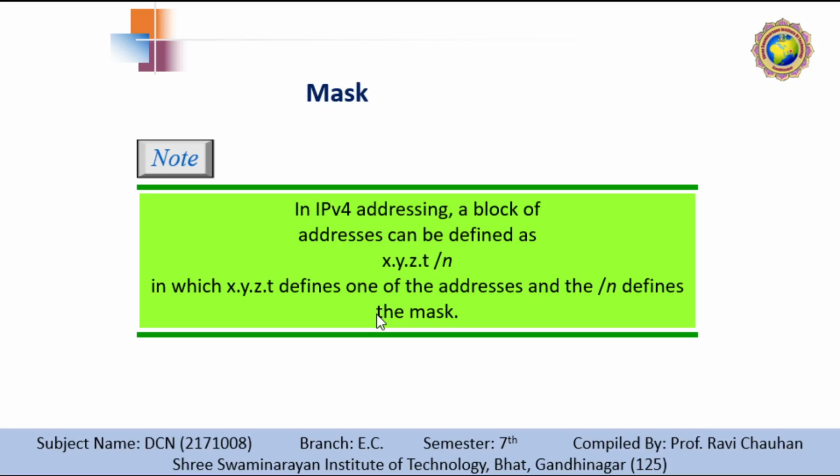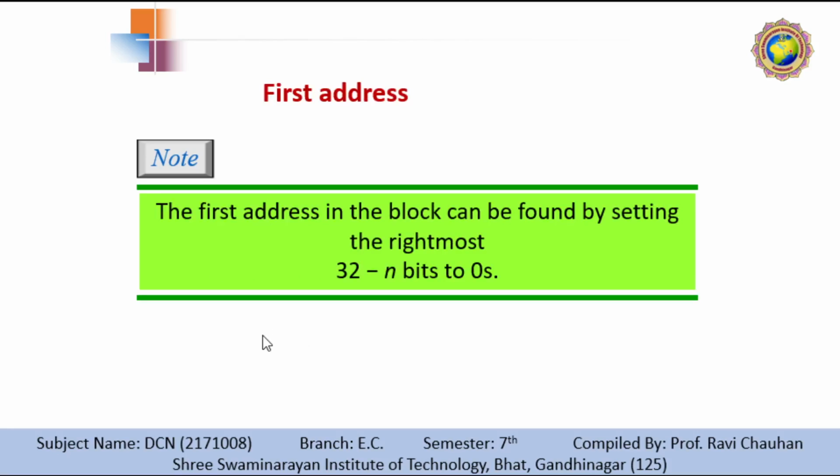Okay, so what is the first address? The first address in the block can be found by setting the 32 minus n rightmost bits in the binary notation of the address to zeros. So we can say that the first address in the block can be found by setting the rightmost 32 minus n bits to zeros.